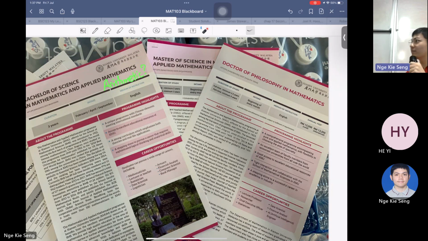Okay. So I went to your open day, SMU open day. I got one of the leaflets here. Bachelor of Science Mathematics in Mathematics and Applied Maths. I put arithmetic here to show you that this is a maths degree, not an arithmetic math degree. So you are not here to just apply theorems. Not counting.